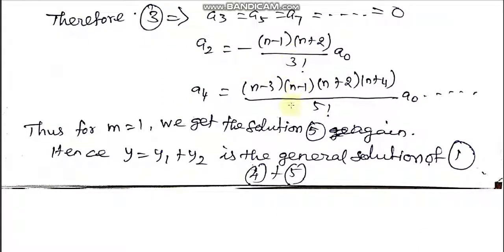On substituting these a2, a4, a6 values in equation 5, we find another solution. So let us take that solution as equation 5. Hence y equal to y1 plus y2 is the general solution of equation 1, that means the Legendre's equation.